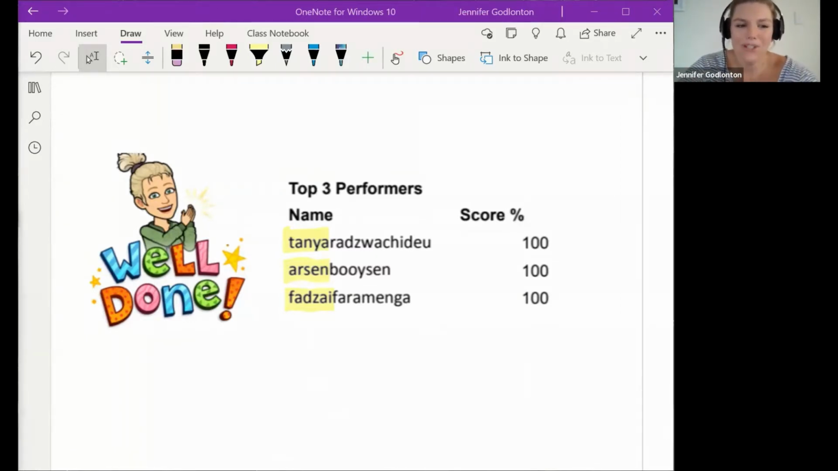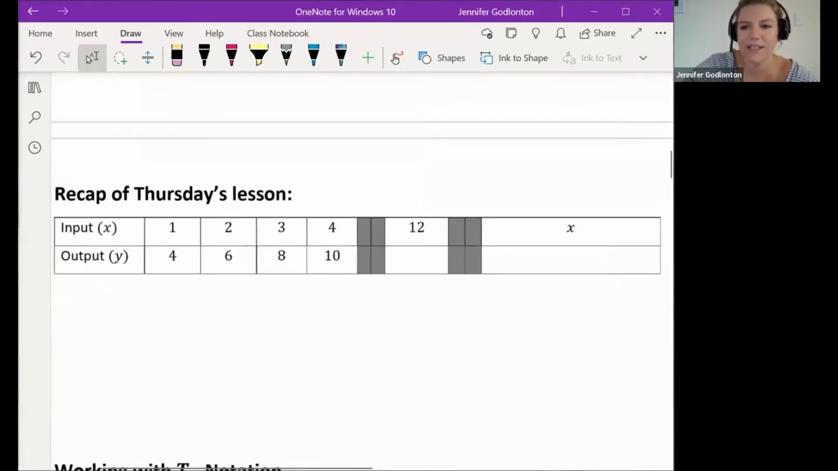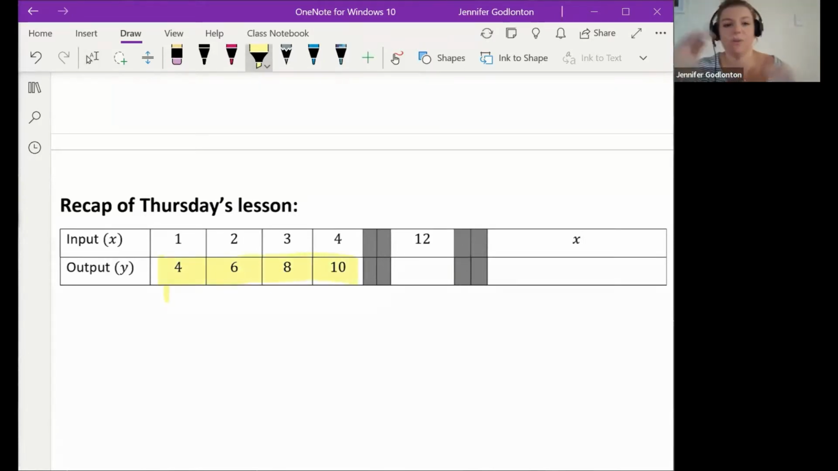Okay, but before we jump into all of that, let's just do a quick recap of what we did on Thursday. So Thursday, we looked at tables like this, where we had an input and we had an output. And our pattern that we were working with were these numbers over here. And then our input was like 1, 2, 3, 4, and as we went on.